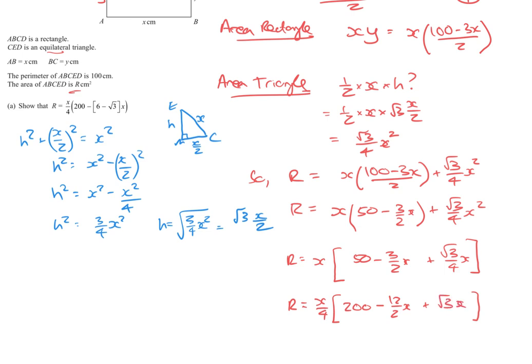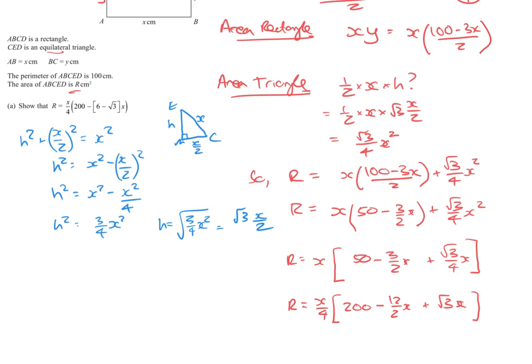Take a second to look at what's happened there. A quarter of 200 is 50, a quarter of 12 over 2 is 3 over 2, and a quarter of root 3 is root 3 over 4. Now looking back at the question again, I have my x over 4, I have my 200, but I need to have this expression here, minus bracket 6 minus root 3 close bracket x. So I need to factorize this where I have minus x outside of the bracket.